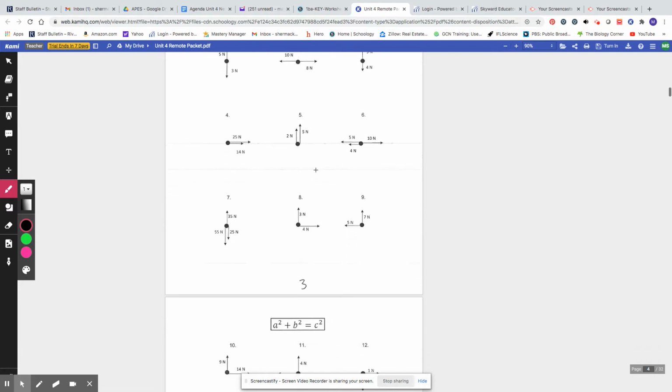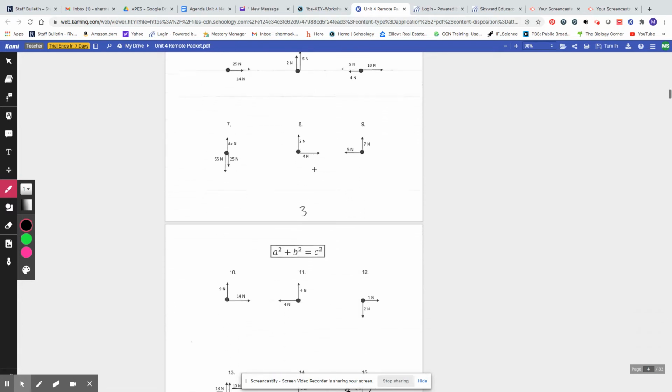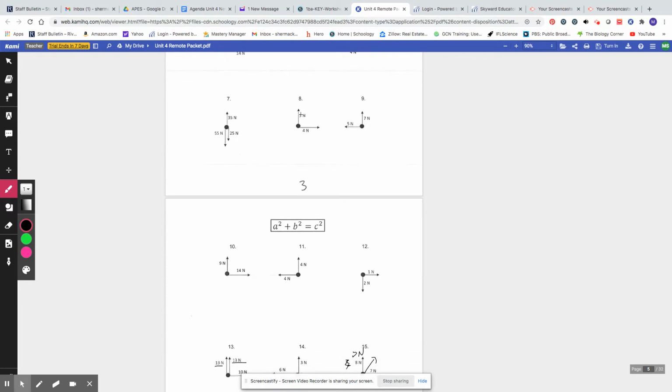So now what we're going to do is add some more complex problems to it. So now we have objects with dual forces acting on them, right? We have an object with 3 newtons going up, 4 newtons going to the right. So what would be the net force? Because this object is going to go kind of up and to the right, but with how many newtons of force? So to do that, we're going to use a squared plus b squared equals c squared.